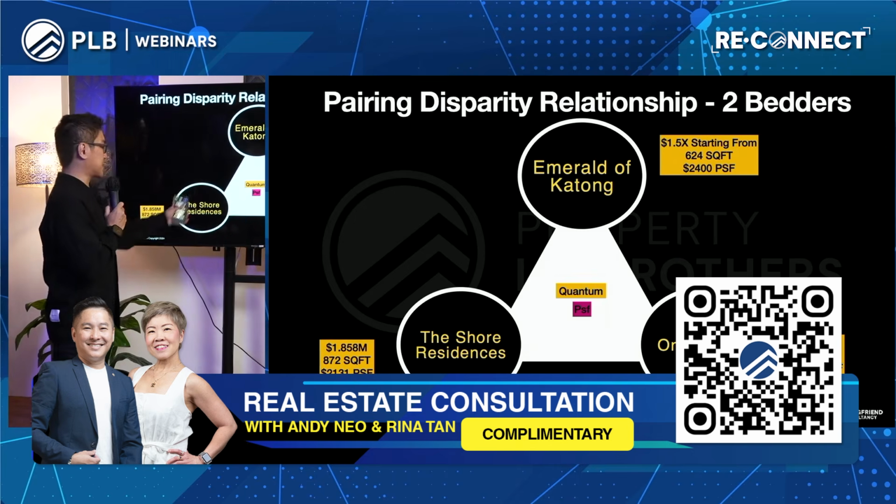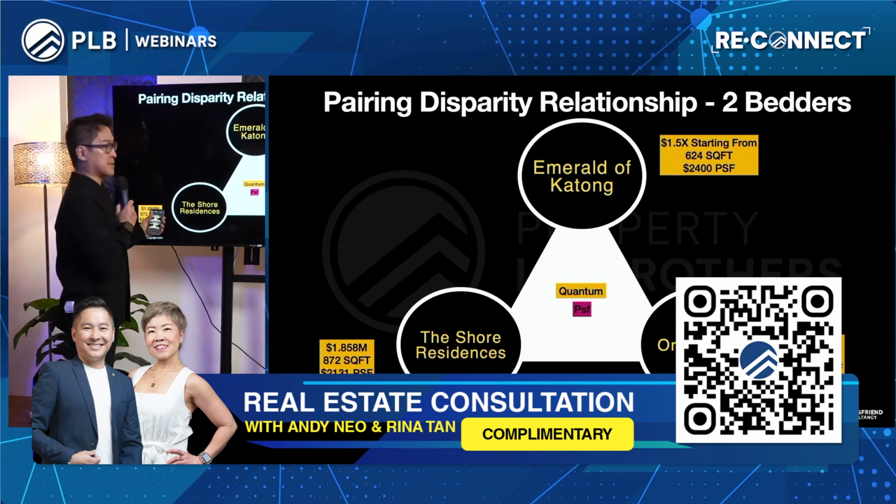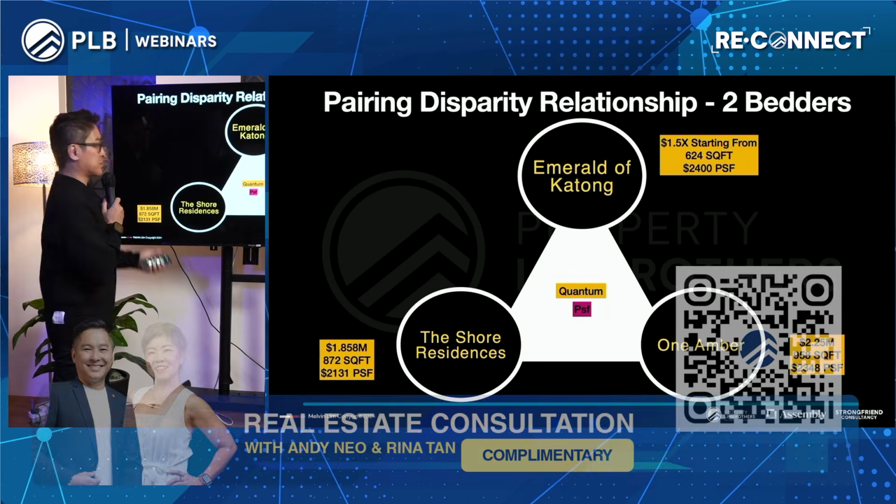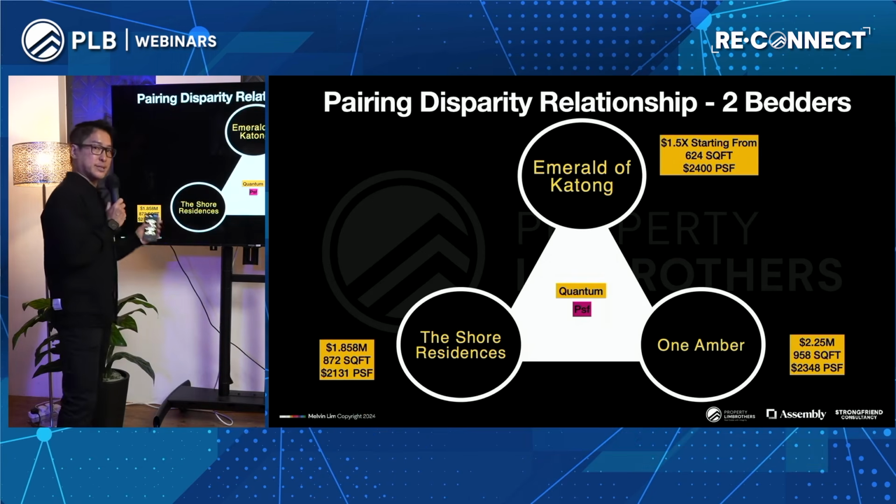And of course, there's another example, which is Shore Residences. The Shore Residences transaction price is at 1.85 million. The size is definitely bigger, 872 square feet, and 2,131 per square foot, which seems to be lower as well.